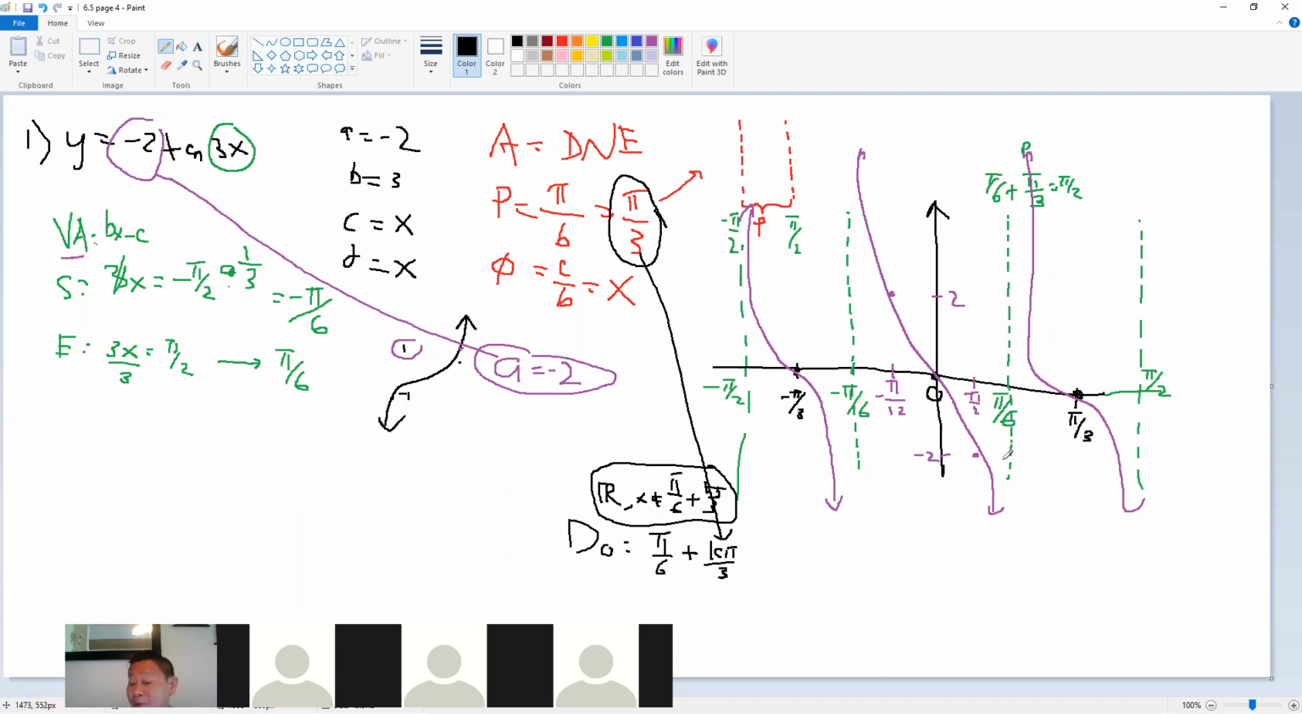So make sure you know how to find the domain. Once you have your graph, this is your starting point where it starts, and then the period is the one that figures out the domain. Put a k next to it, and you get yourself a domain. You guys all right?